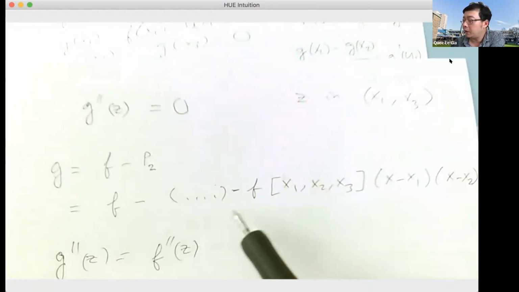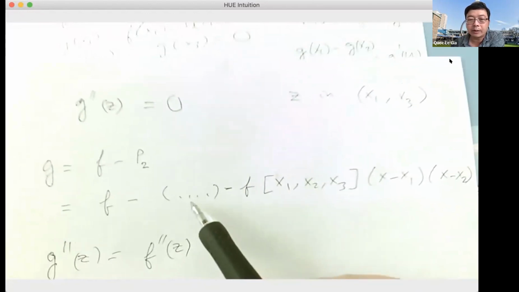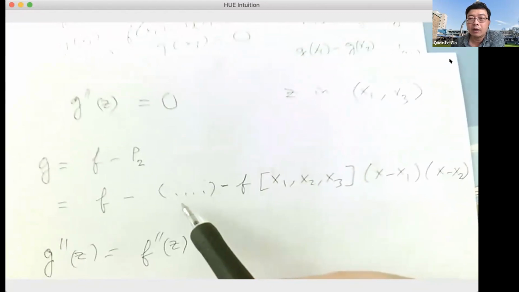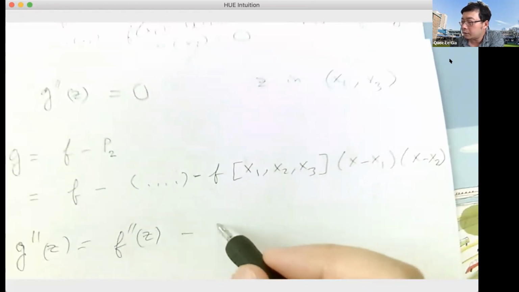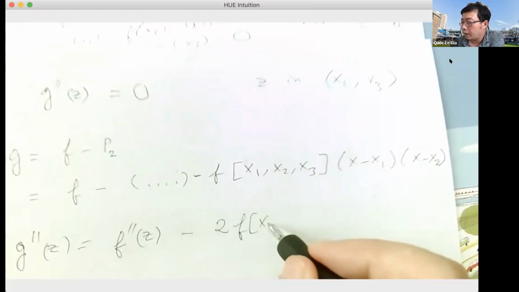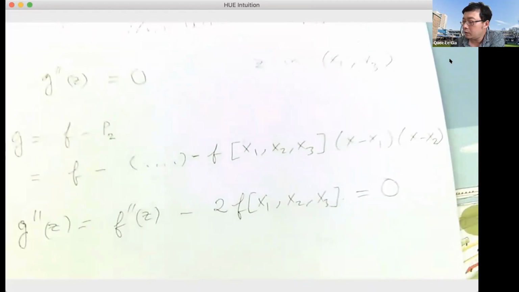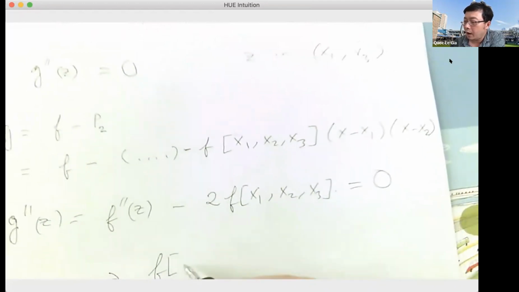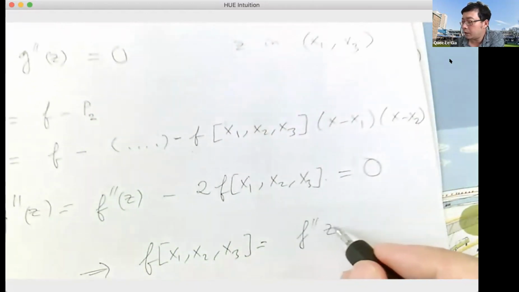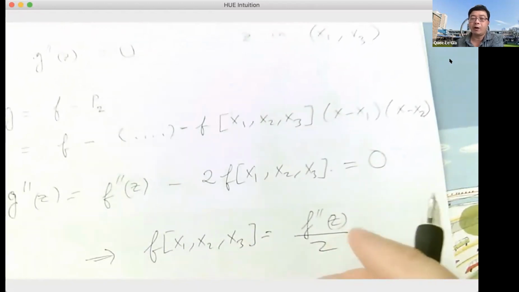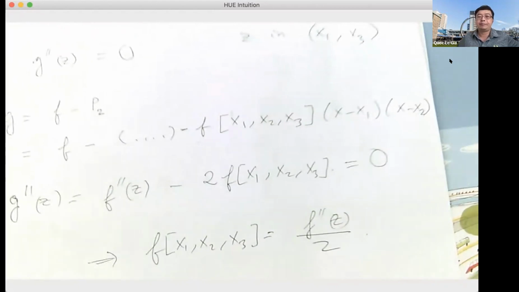And then those other values will be either constant or linear terms. When you take the second derivative, they just go away. And then what remains is only this term. So you get f double prime of z minus 2 times f[x1, x2, x3] equals 0. And essentially, you just proved that f[x1, x2, x3] just equals f double prime of z over 2. Well, before we say z, there's a point xi, but essentially that is how you prove it.